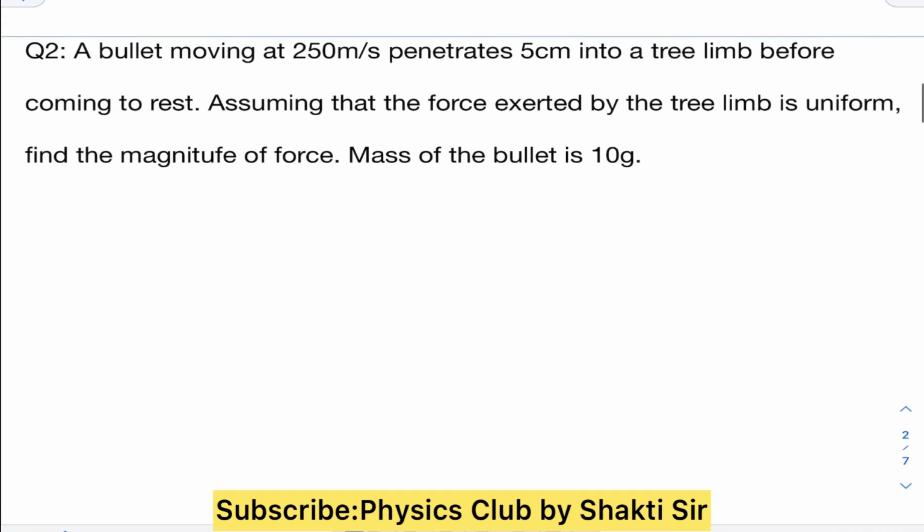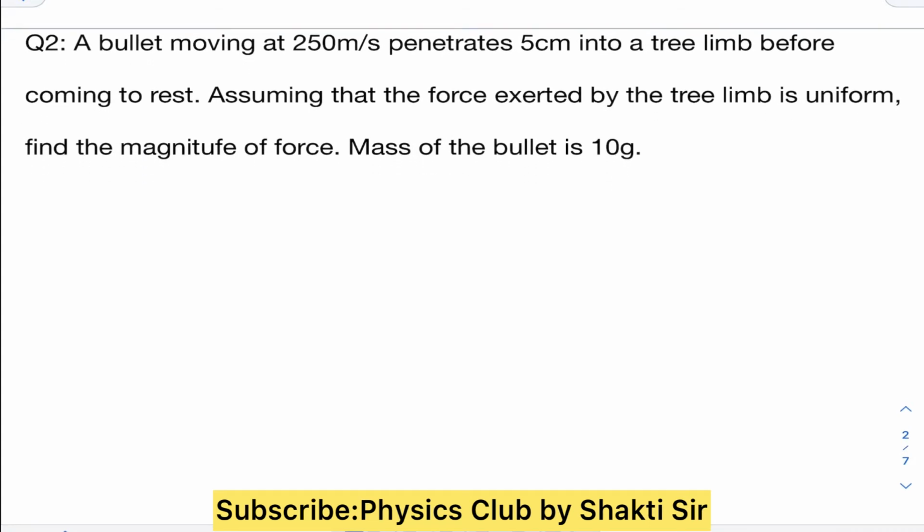So the second numerical says: a bullet moving at 250 meter per second penetrates 5 centimeter into a tree limb before coming to rest. Assuming that the force exerted by the limb is uniform, find the magnitude of force. Mass of the bullet again is 10 gram. So let's solve this numerical.